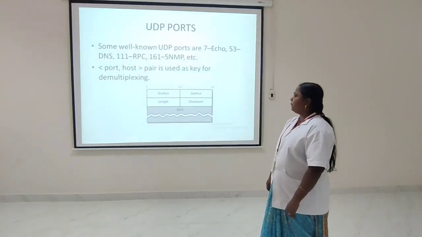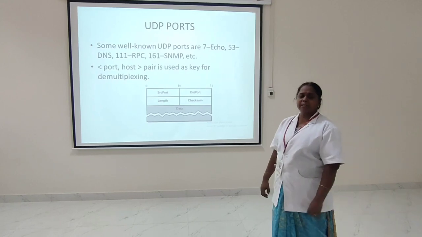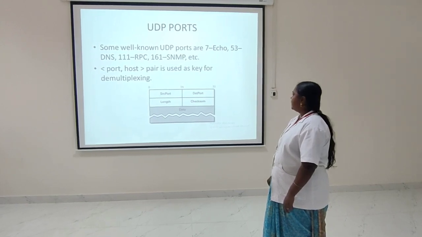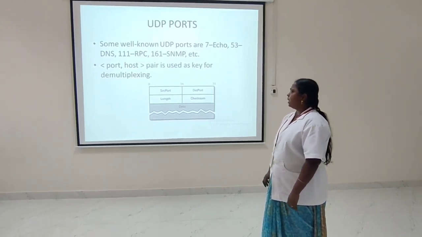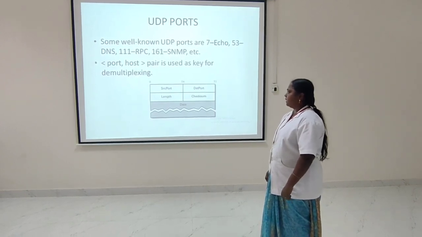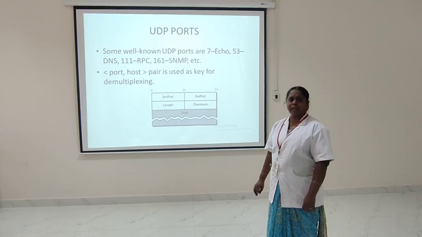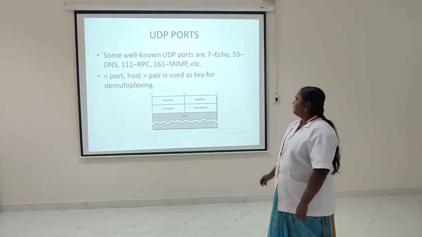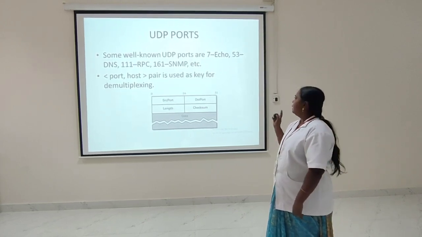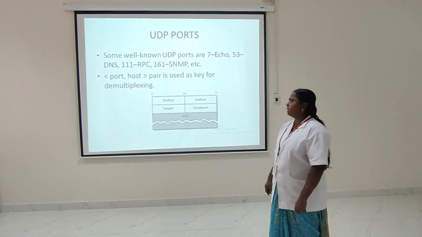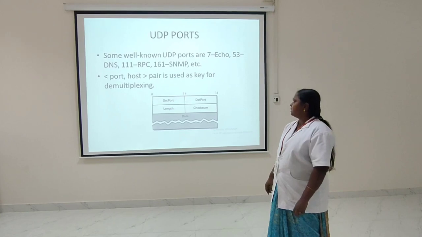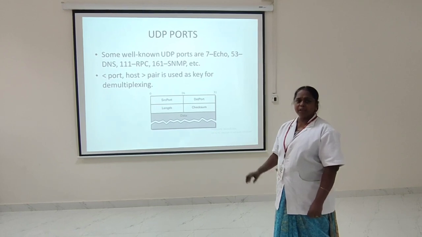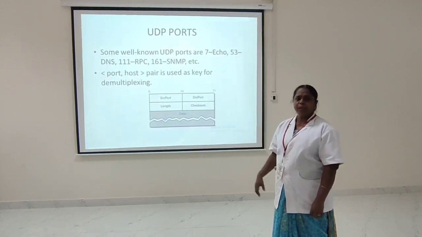Next, UDP ports. A port is nothing but a number, a channel number. Some well-known UDP ports are 7 Echo, 53 DNS, 111 RPC, 161 SNMP, etc. UDP is a user datagram protocol, a connectionless, unreliable protocol. Port number 7 supports Echo, 53 is for DNS, the domain name server, 111 is remote procedure call, and 161 is simple network management protocol. These are the protocols that use UDP, so if you use these port numbers, you get UDP services.